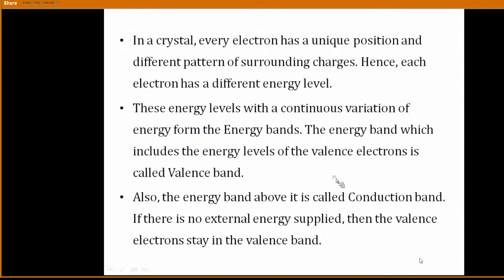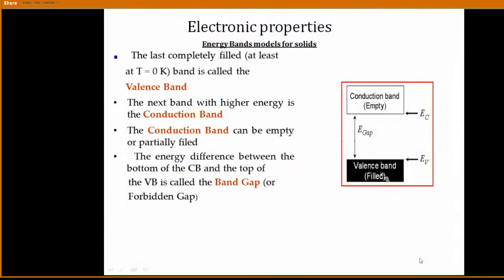Now, I will show you a simple slide here. This is the valency band and this is your conduction band. The gap between these two is called the energy gap, also called the forbidden gap. The last completely filled band at 0 Kelvin is called the valency band. That means the valency band is a completely filled one. The next band with higher energy is the conduction band.